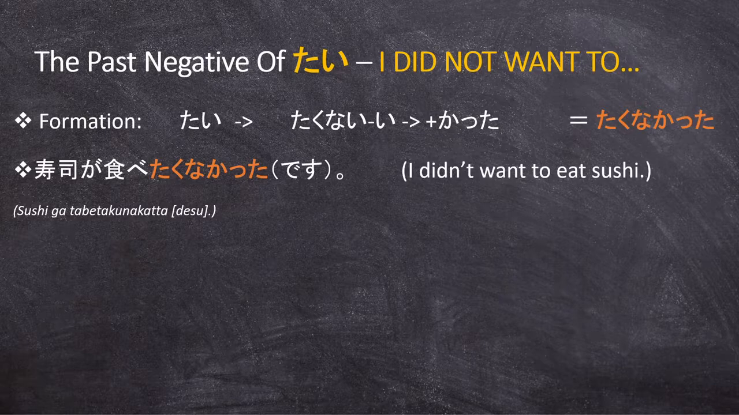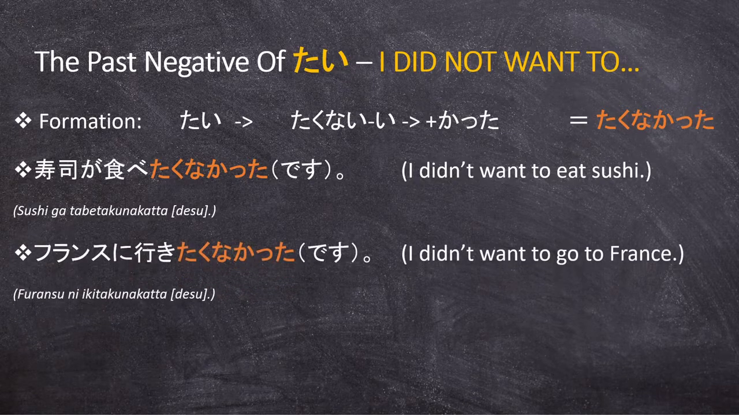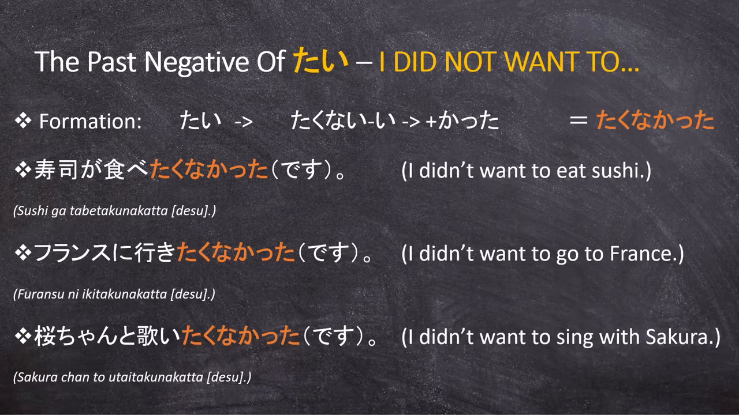Sushi ga tabetaku nakatta desu. I didn't want to eat sushi. After this we have Fransu ni ikitaku nakatta desu. I didn't want to go to France. And finally, Sakura-chan to utaitaku nakatta desu. I didn't want to sing with Sakura. Now as you can see here, once again, tai is the one that is getting changed to indicate the past negative, and here the tricky part can actually be the pronunciation. So a lot of practice is required here.